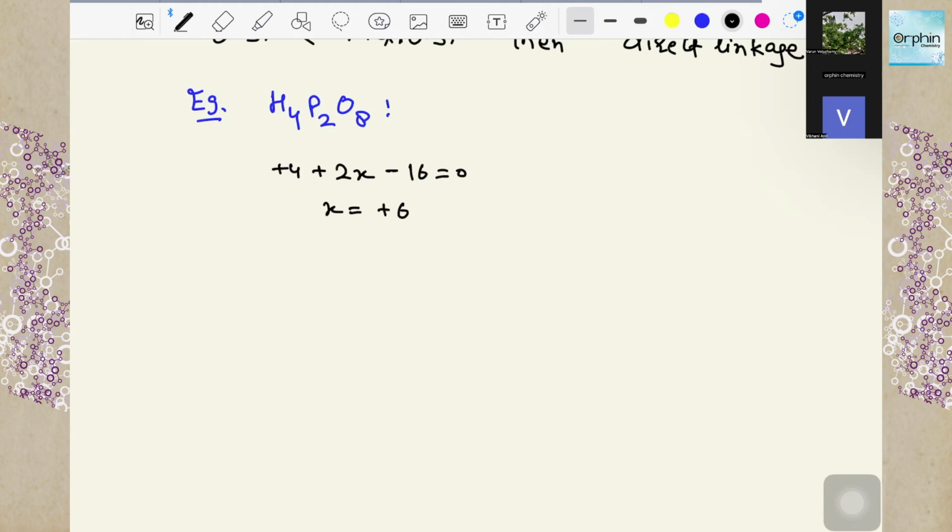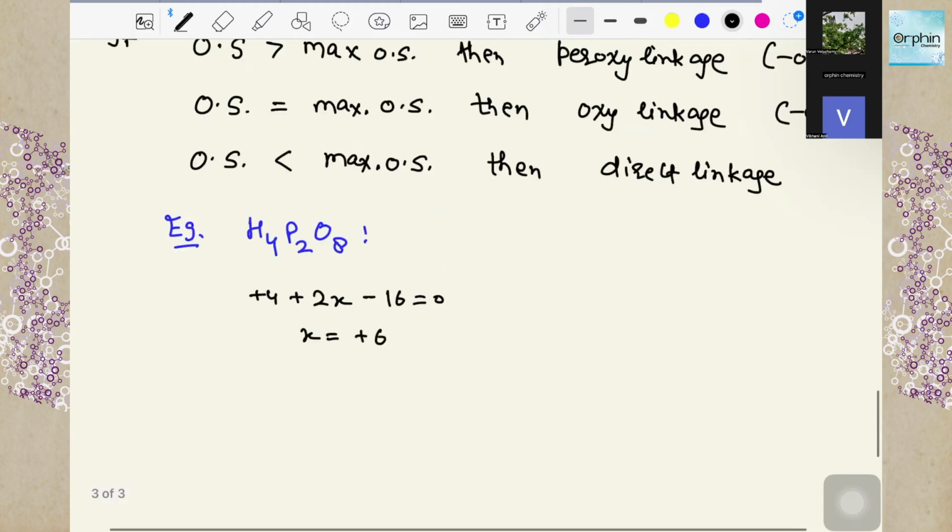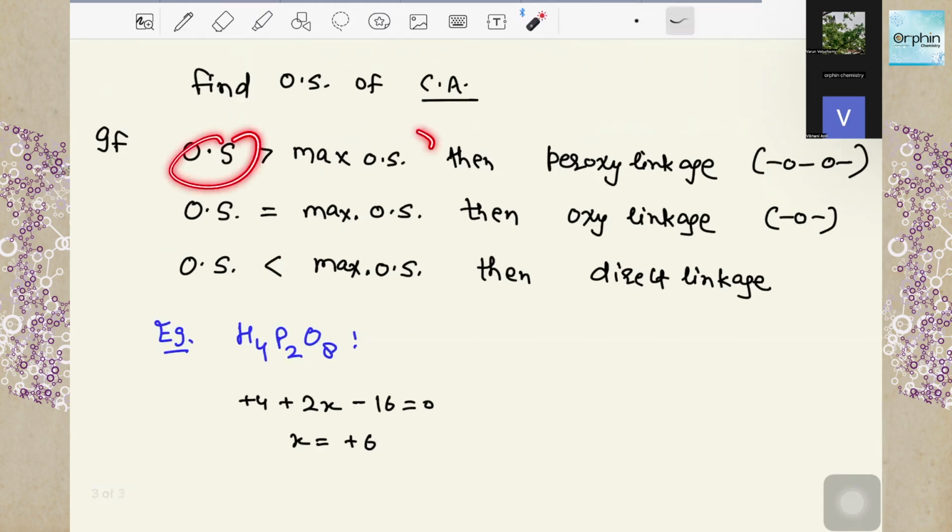Now you have to compare this with the maximum oxidation state of phosphorus. For phosphorus, the maximum oxidation state is +5 because it has only 5 electrons in the valence shell. Only as many electrons as are present in the valence shell can be lost. So the oxidation state maximum can be +5. It cannot be +6. Here the oxidation state is coming more than maximum, then we have to make a peroxy linkage.